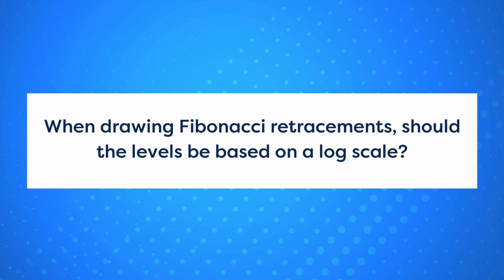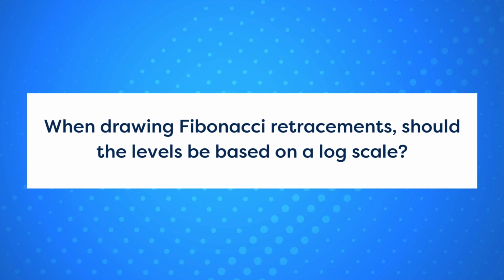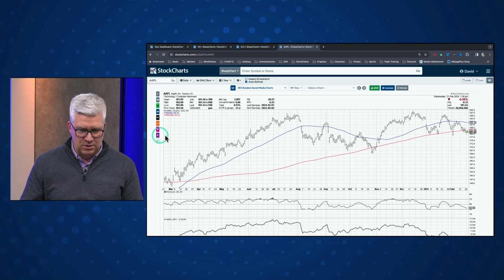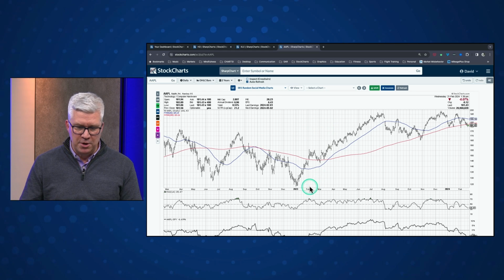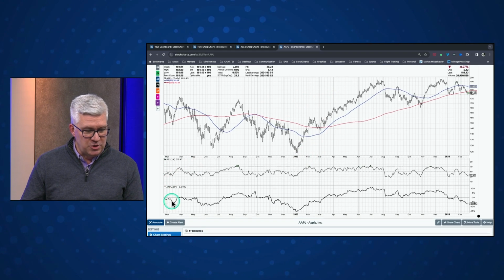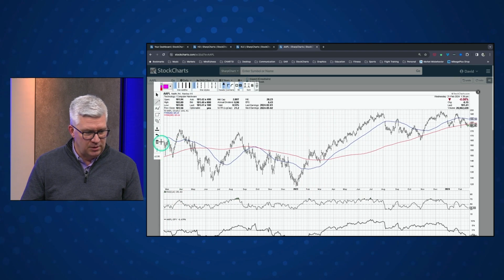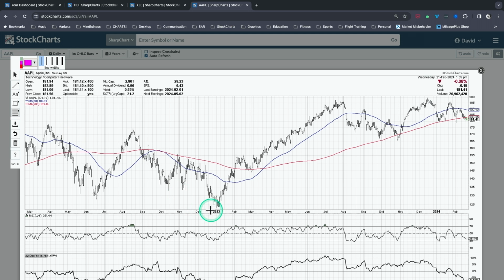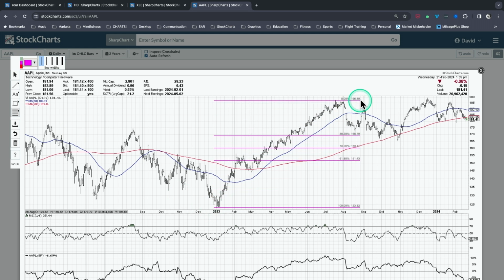Next question. Dave, when drawing Fibonacci retracements, should the levels be based on a log scale? Now that's an awesome question. We'll look at Apple again, just as a brief example here. So when I apply Fibonacci retracements, and I do it on the show occasionally, but not all the time, it's usually more just because of time. It takes a little bit of time to put these levels on.